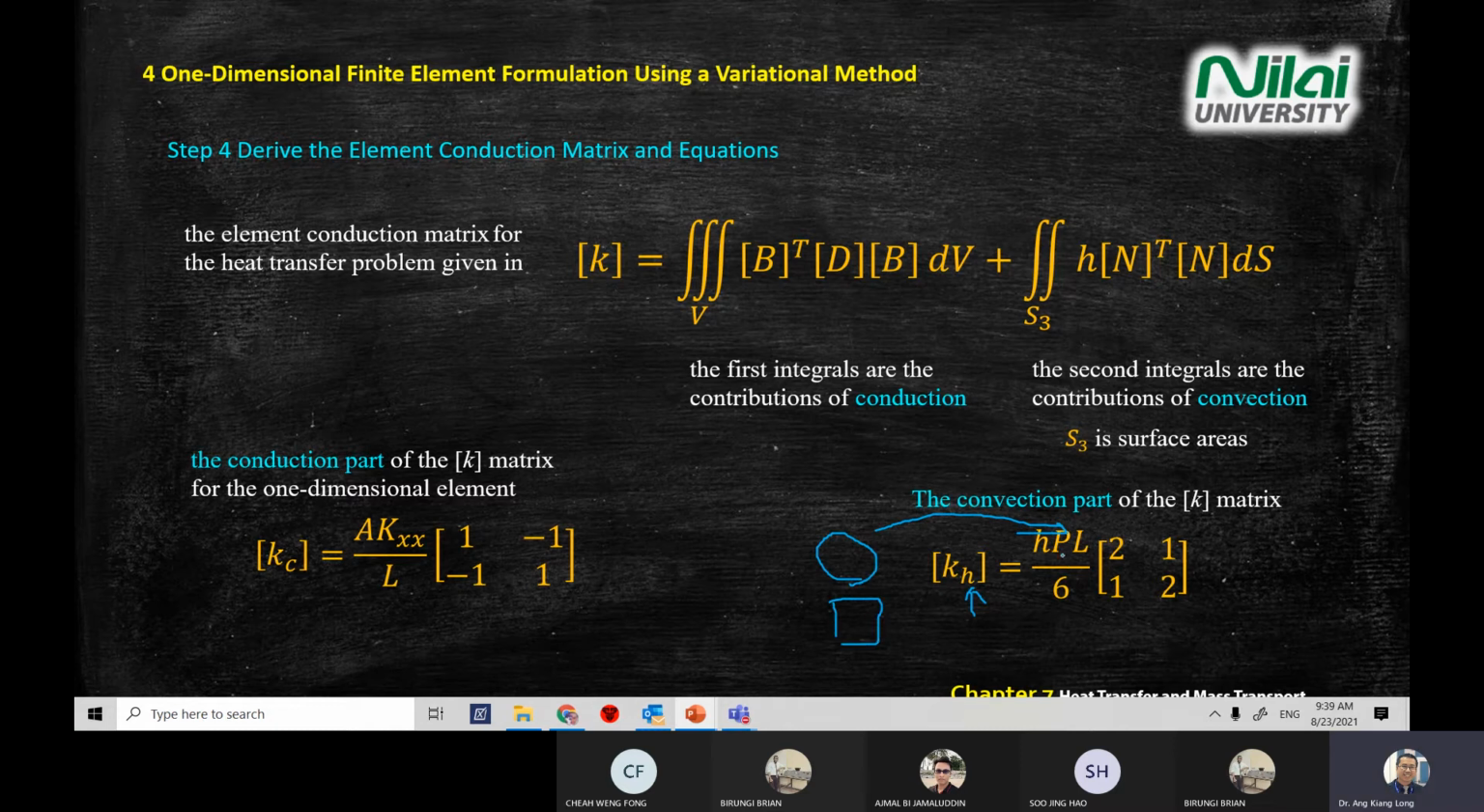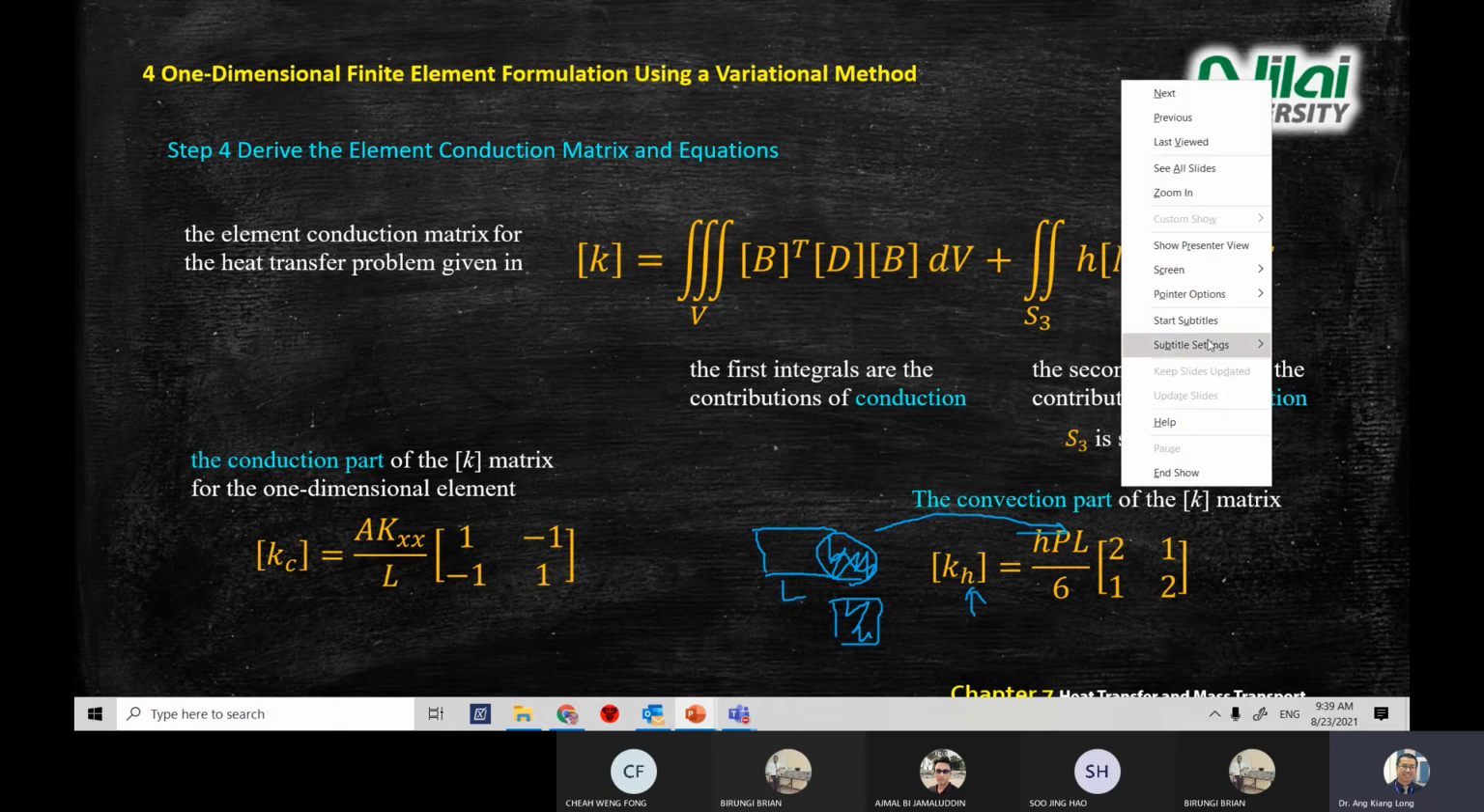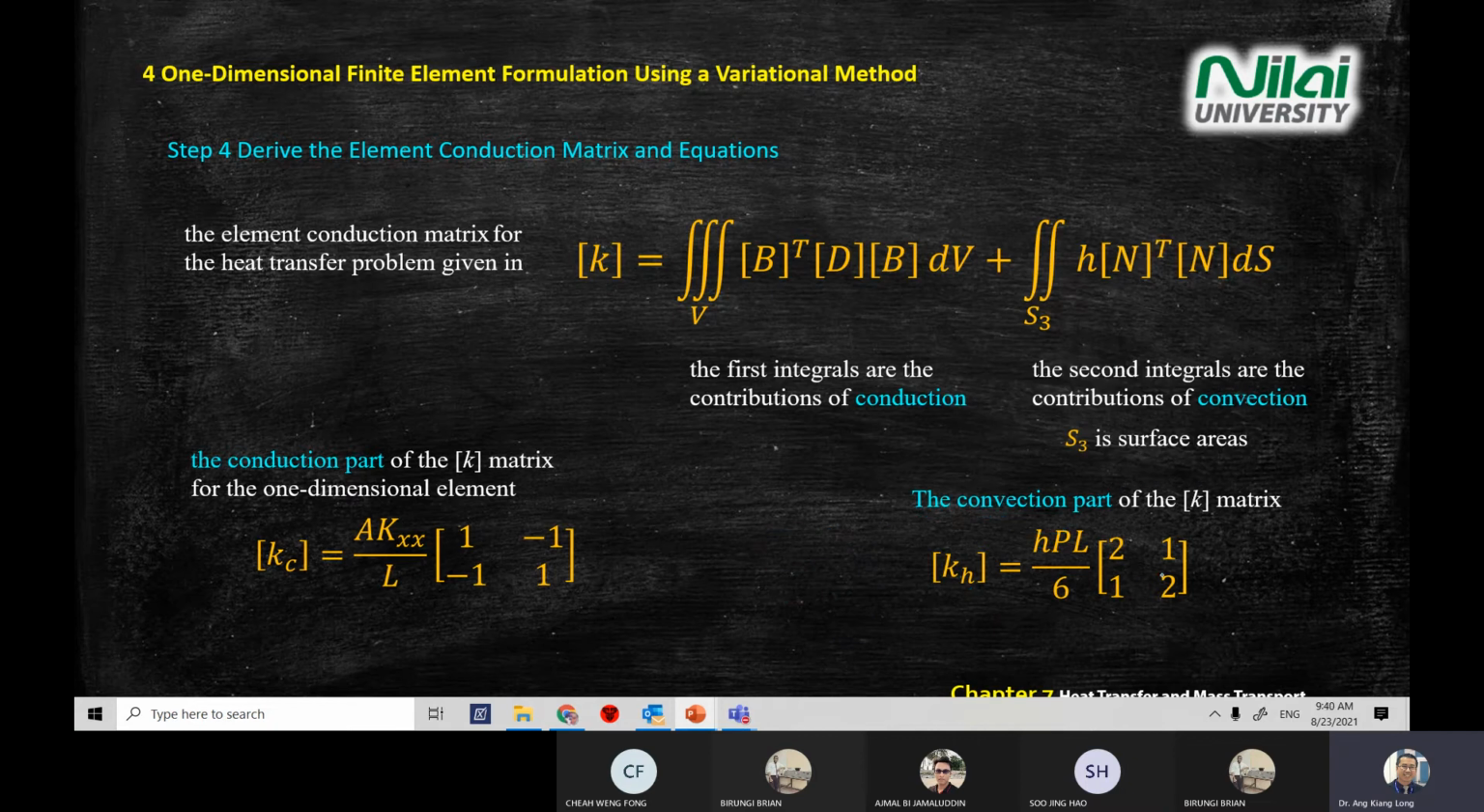It's the perimeter of the control volume, or the contact perimeter by the fluid. Okay, contact perimeter by the fluid, P. L is the length of the boundary control volume. This is L, right? H is the convection parameter that I showed you just now. The matrix inside here is 2, 1, 1, 2.